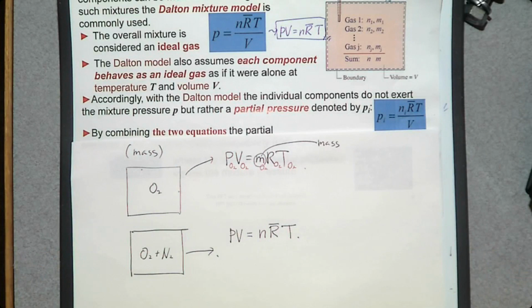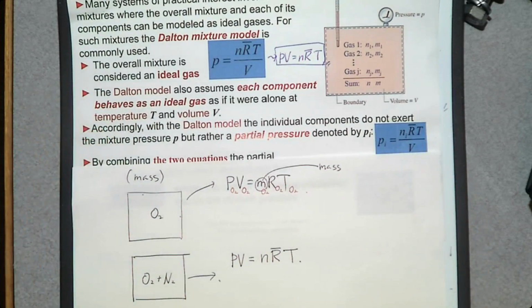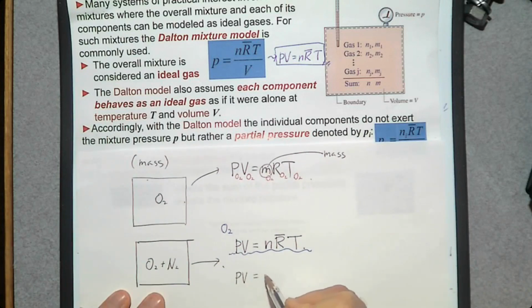So now the question is, can we apply this ideal gas equation for the entire system, or should I apply it only for the oxygen and again for the nitrogen? The simple answer is, we assume that each component behaves as an ideal gas, as if it were alone at temperature T and volume V. So in our assumption, we can write this one for oxygen, and we can write another one for nitrogen.